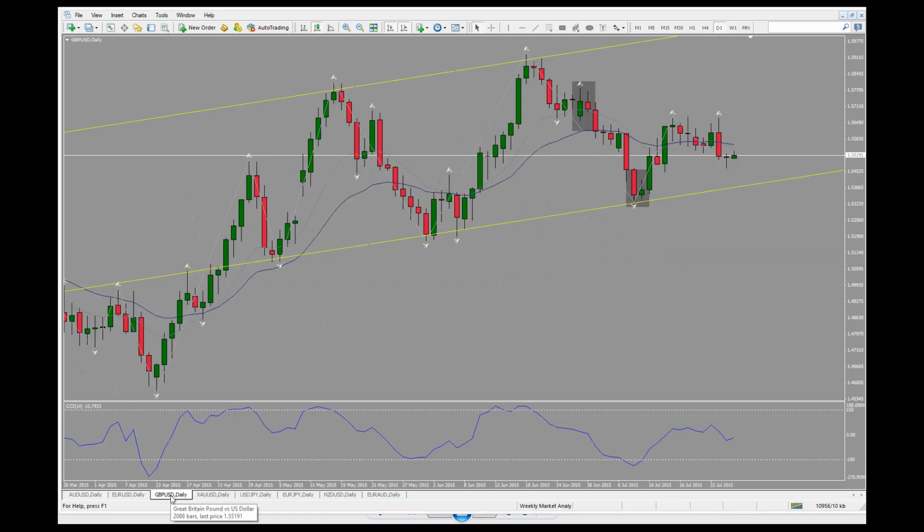GBP USD. Okay, GBP USD. Oh, this is one that's killing me. Can everybody see the trade? Do we have a trade right now? Purely based on price action in a trend. Who thinks we have a trade? Ray says yes. Phil says buy.